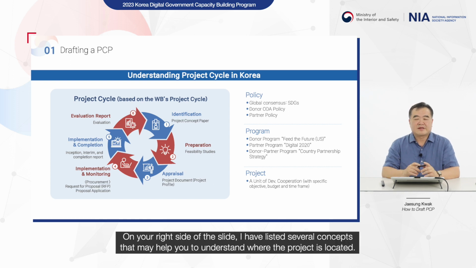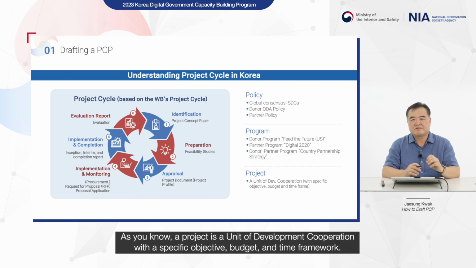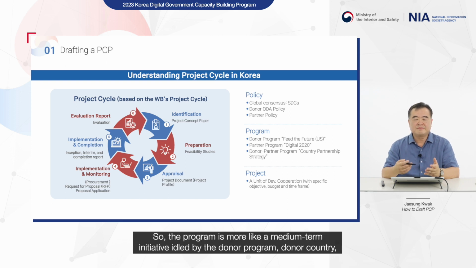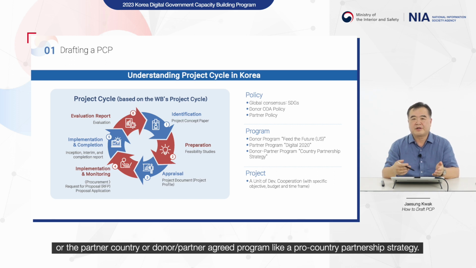On the right side of the slide, I have listed several concepts that may help you to understand where the project is located. As you know, a project is a unit of development cooperation with a specific objective, budget, and time frame. A project can make a bigger program, or a program consists of many different kinds of projects. So a program is more like a medium-term initiative, either by the donor country, or the partner country, or a donor-partner agreed program, like a country partnership strategy.